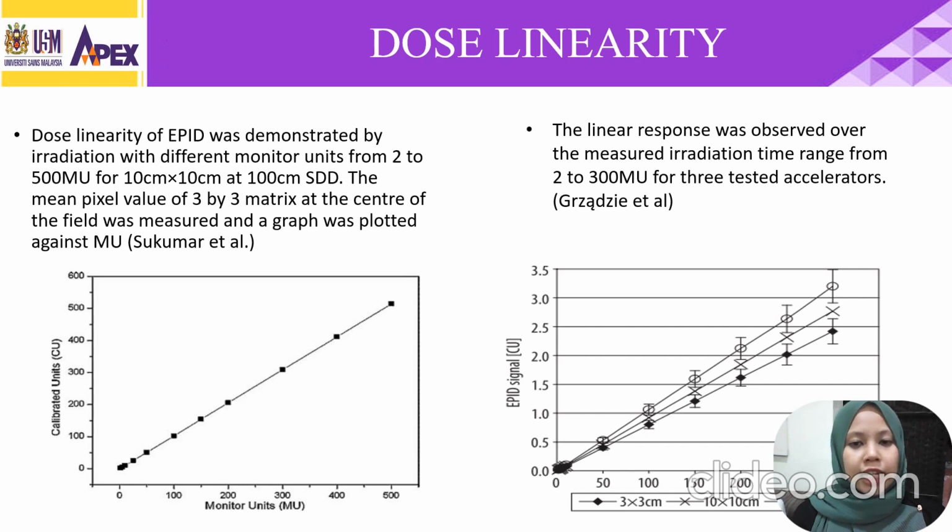The unit of the electronic portal imaging device, EPID, is the calibrated unit, CU. So CU can be calibrated as MU or gray or centigray. As we can observe from the graph plotted in this study that I have attached in these slides, the calibrated units were linear to the dose delivered or monitor units. The graph shows the linear fit parameter, the R squared value, equals 1.